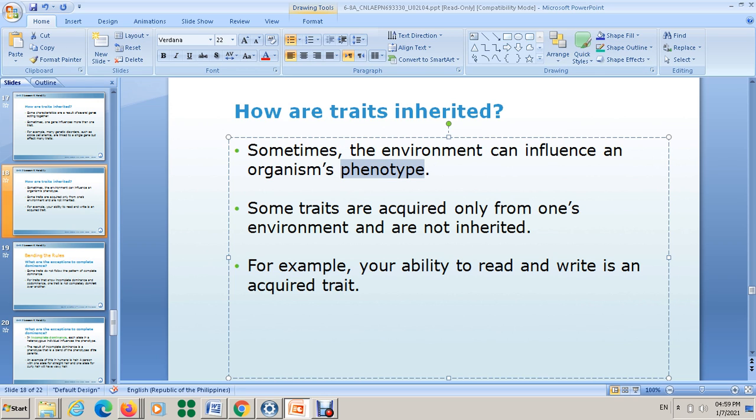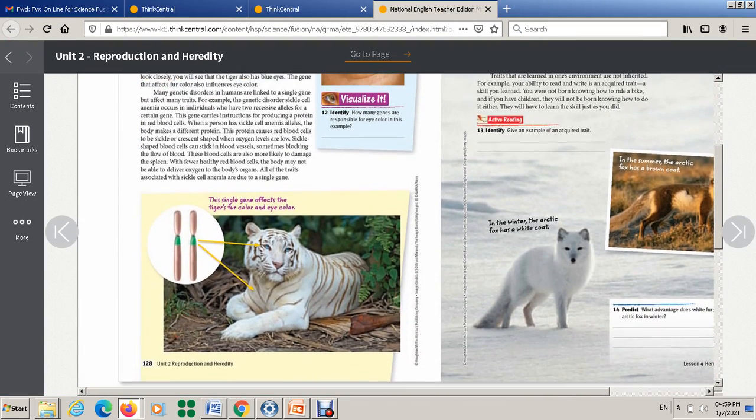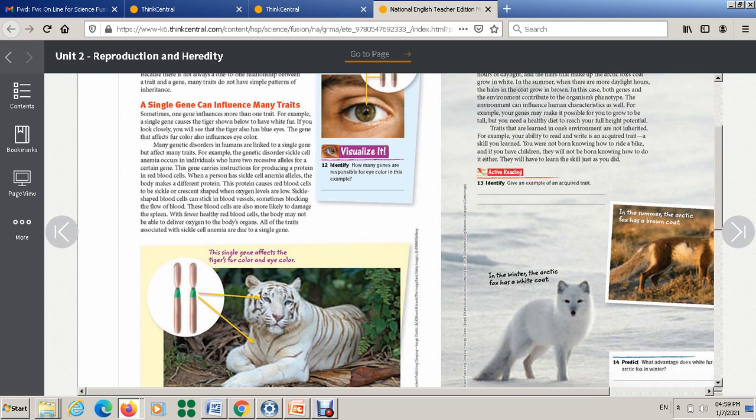For example, some traits are acquired only from one's environment and are not inherited. I'll give you an example mentioned in your book of how the environment affects a trait. This one is another cute fox, and this is actually a beautiful fox, as you see. This fox has a gene responsible for the color of his fur. This gene can be affected by the light.